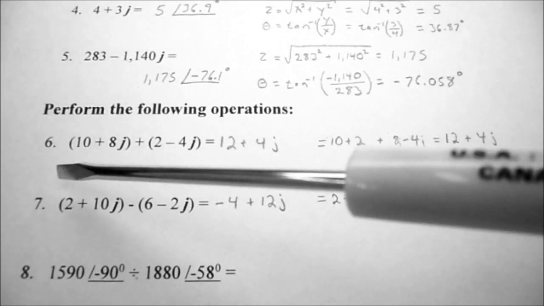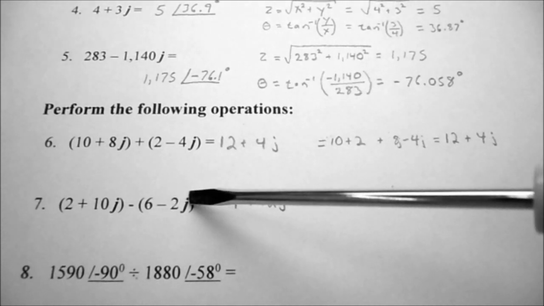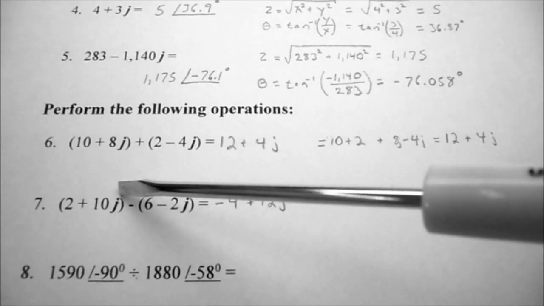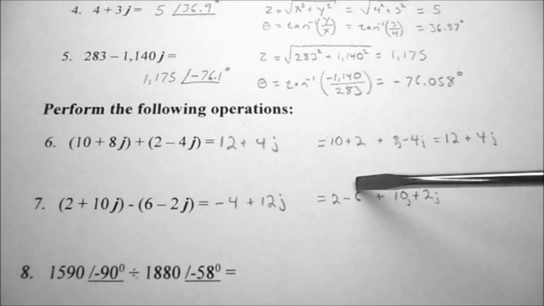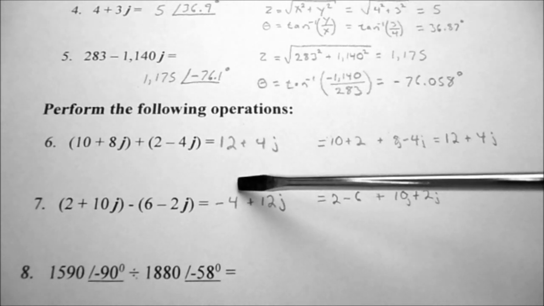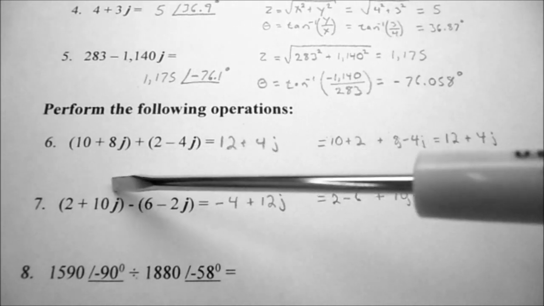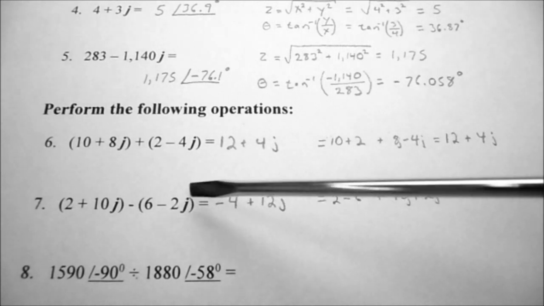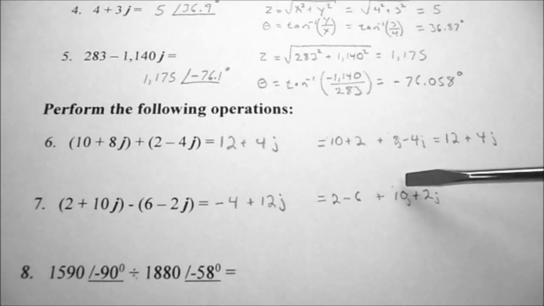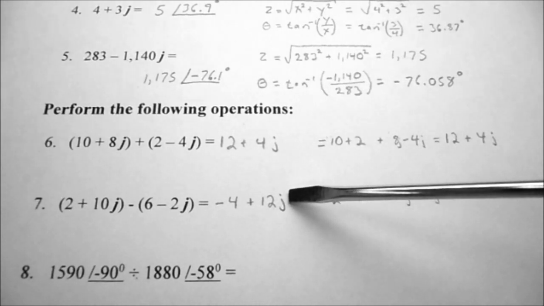So under procedure, step number 7, we're going to subtract 6 minus 2j from 2 plus 10j. Remember, we take the real components first, so the 2 minus 6 is equal to minus 4, plus the 10 minus the minus 2j. So that becomes plus 10 plus 2j, which works out to 12j.